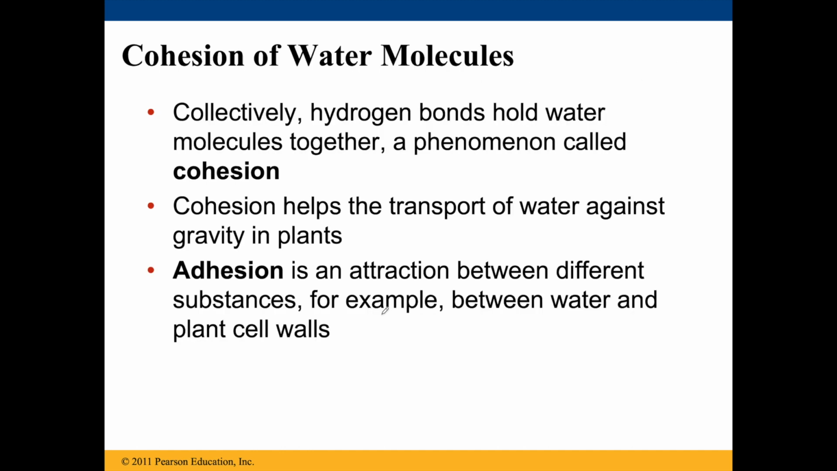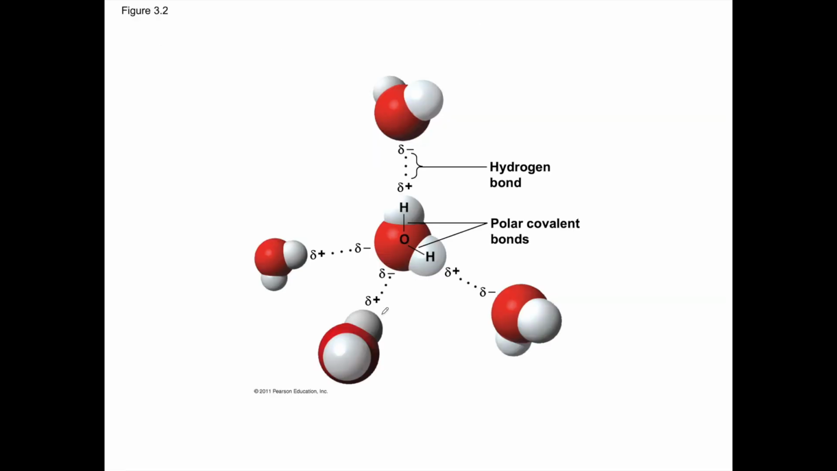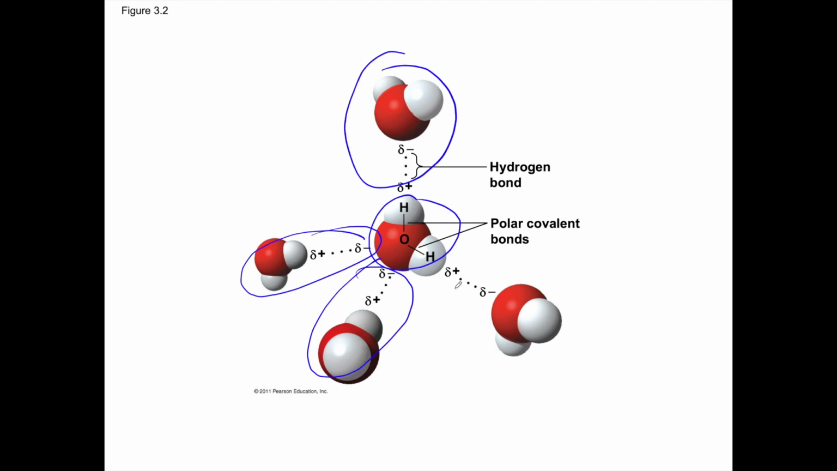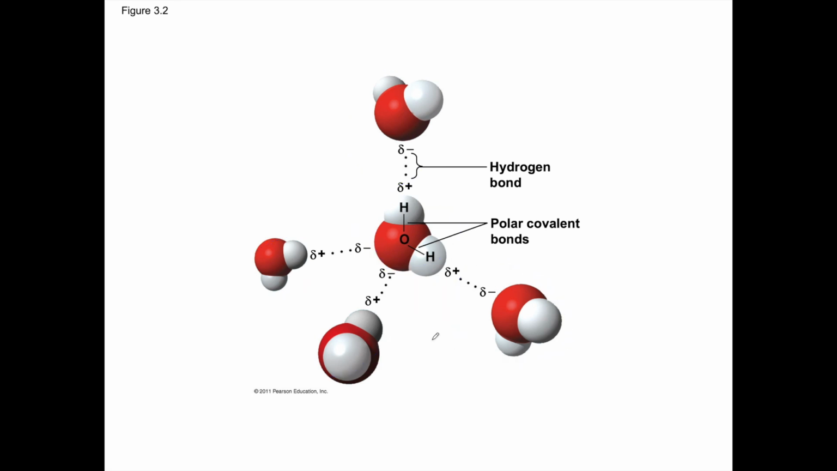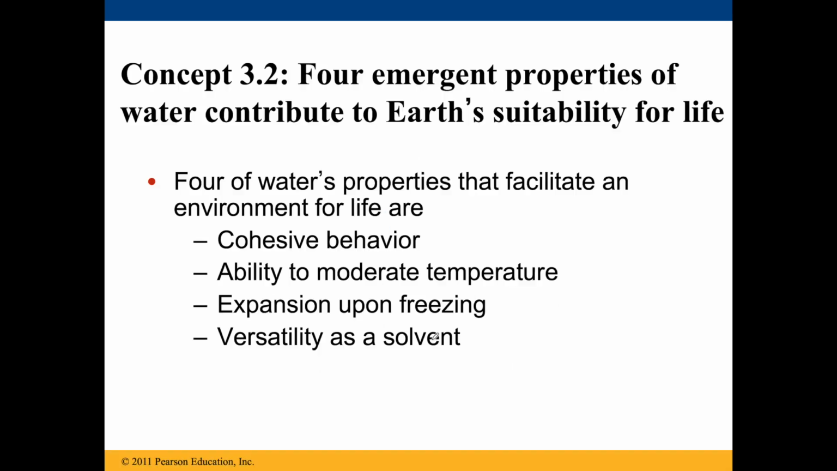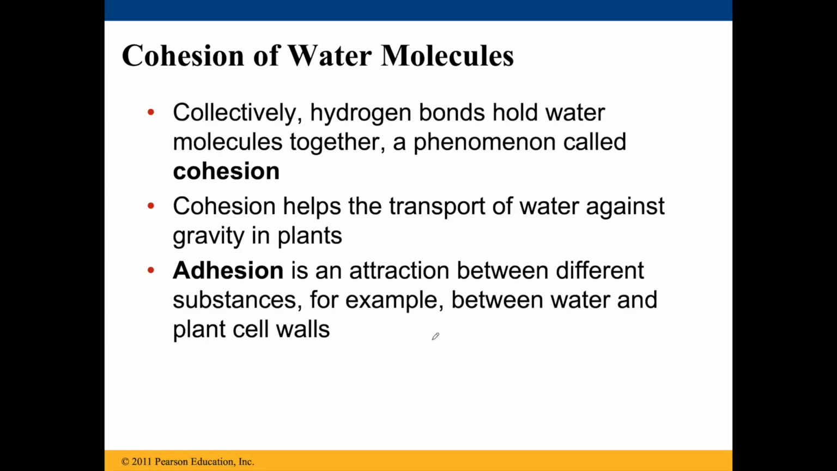Okay, now what it means that water is cohesive is that water sticks to itself. Why is that? Because of the hydrogen bonds. So this water molecule is attracted to this water molecule because of a hydrogen bond, and this one, and this one, and this one. So water is cohesive, meaning it sticks to itself because of the hydrogen bonds that water forms with other water molecules. That actually allows us to have life on this planet.